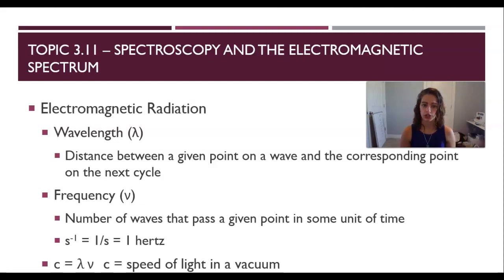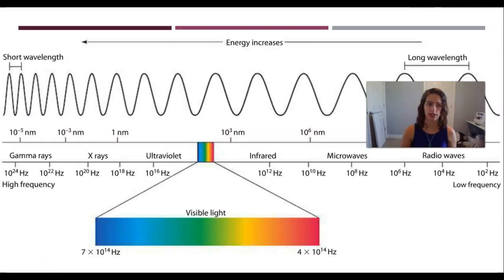So you'll see it sometimes as s to the negative 1, which is the same as 1 over s, or it's 1 hertz. And the speed of light in a vacuum, symbolized by the letter c, is equal to the wavelength times the frequency. So we're going to use that constant as a way to go back and forth between wavelength and frequency when we go to do some calculations.